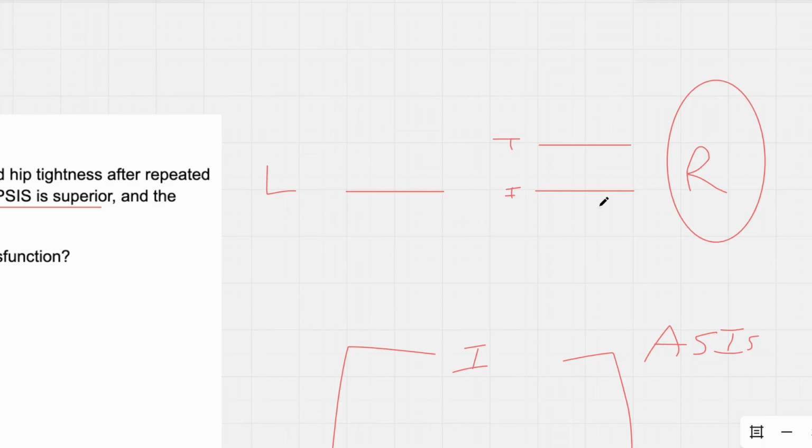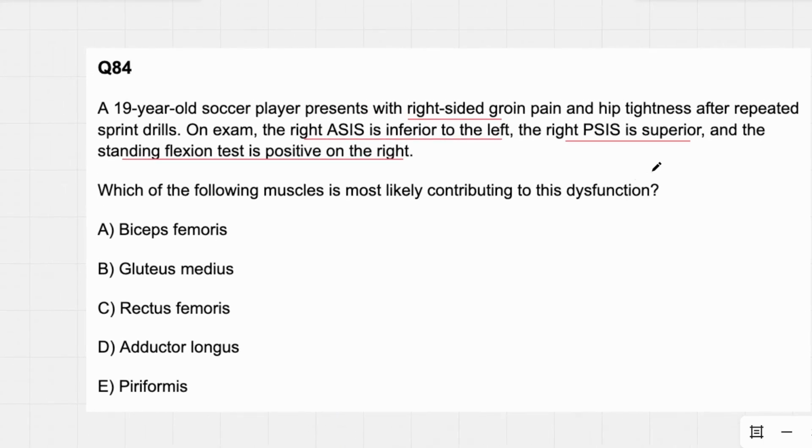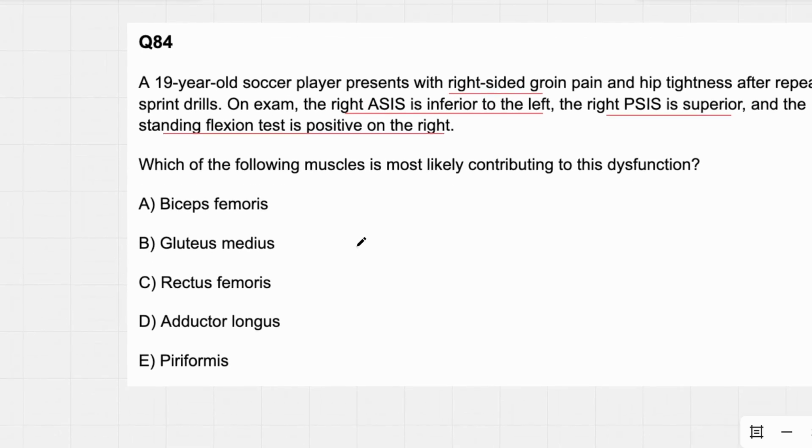So now we have to think, what does this look like? Well, the problem is the right side, so whatever the right side is doing is the diagnosis. The right side is rotated forward, or anteriorly. This is an anterior right innominate. Now we come back over here and think, which one of these muscles could cause an anterior right innominate? Now it's all about anatomy, knowing your origins and insertions, and knowing, if you were to shorten those muscles, what would the net effect be?